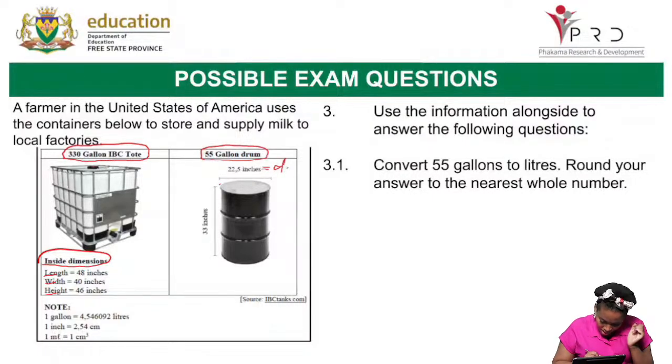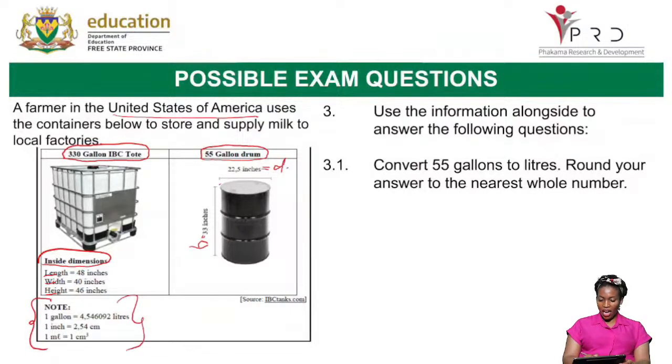Let me write it down. This is the diameter. And then it also has a height. This is a height of 33 inches. Remember, this is in the United States. That is why you see that the units are in the imperial format. And when we are working with imperial units, you'll always be given the conversion factor as it is indicated here.